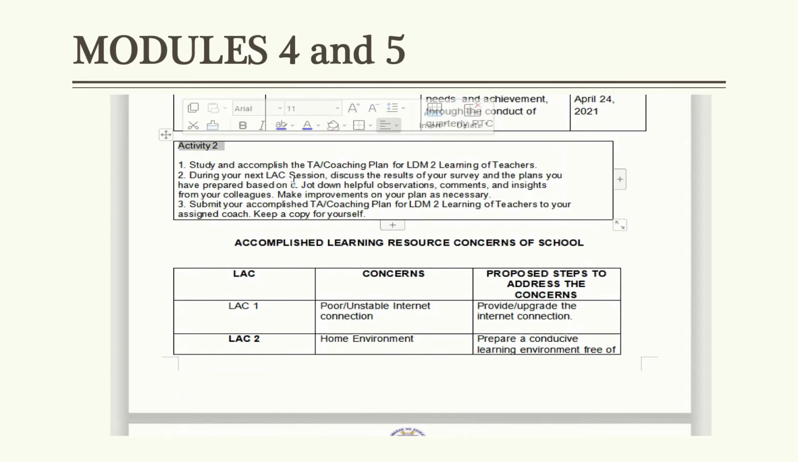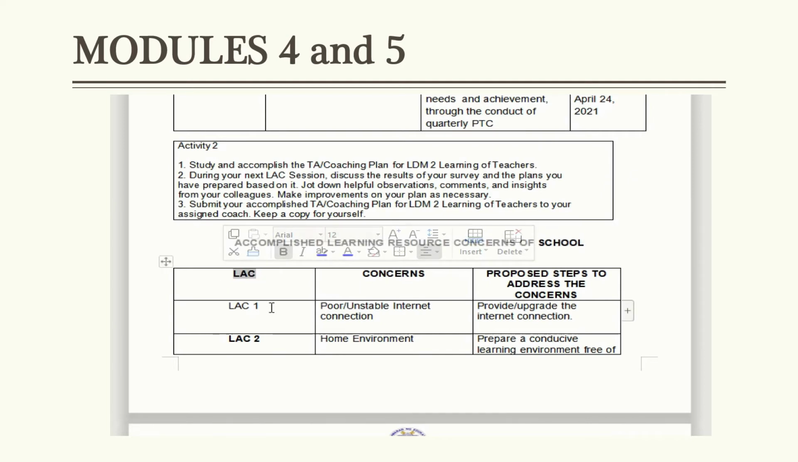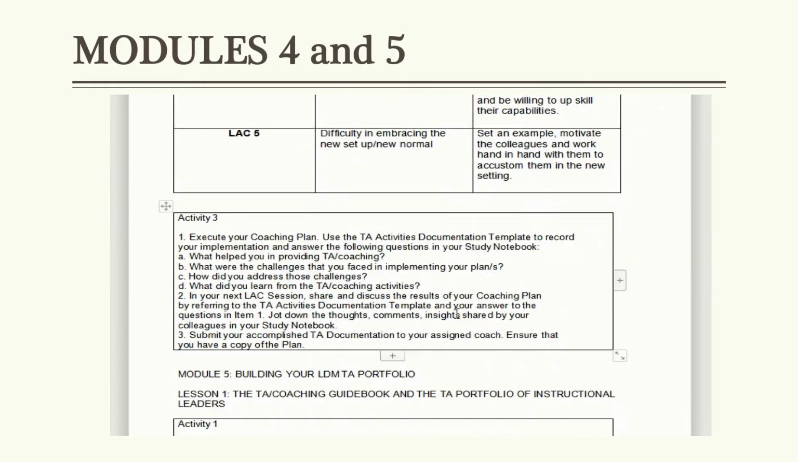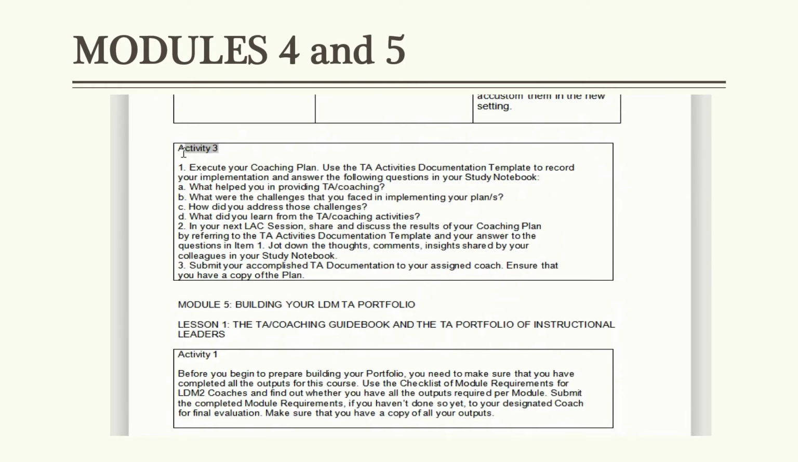Moving on, activity number 2, we also have instructions here to study and accomplish the TA form. So here is an example of accomplished learning resource concerns of school. So this is the LAC session that we had, then the concerns and proposed steps to address the concerns. Activity number 3, there are questions, and after answering that, we are now done with module number 4.